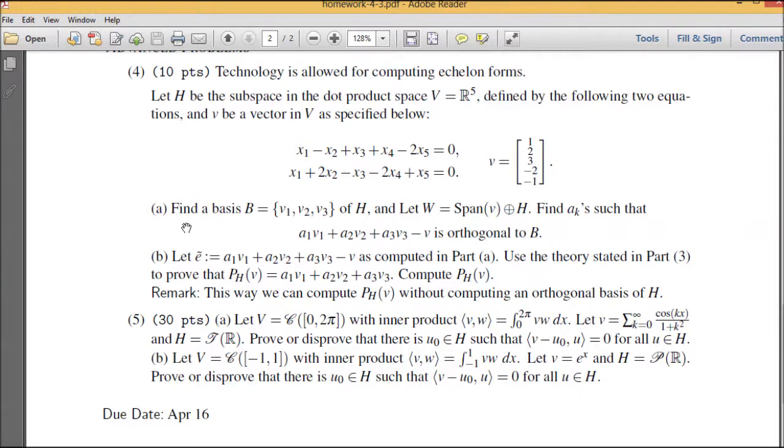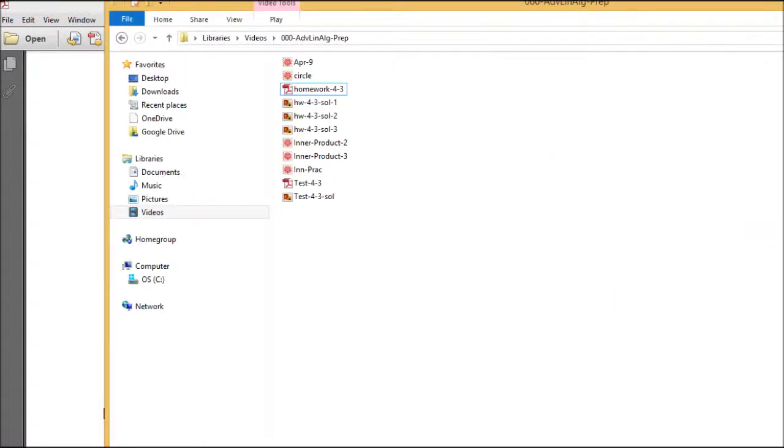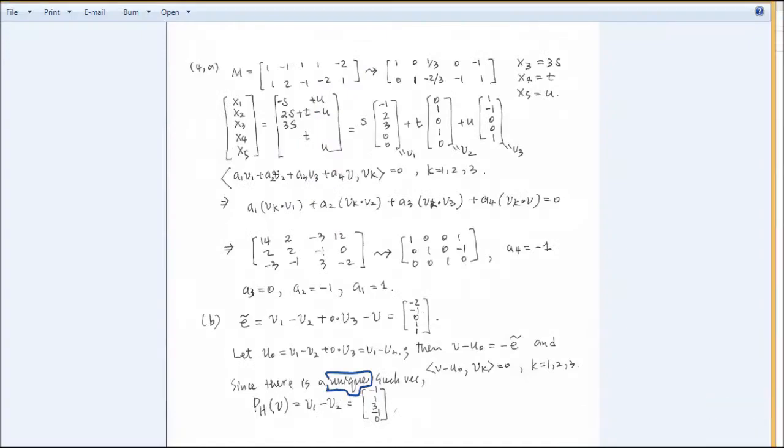Alright, so first let me explain how to find this combination A1, A2, A3 such that this is orthogonal to B. Well, you have this V1, V2, V3 calculated already in this stage. By putting this inner product in here, you have three conditions. This is orthogonal with V1, orthogonal with V2, orthogonal with V3. That's three linear equations on A1, A2, A3. So one way or another, it's not a big size, you probably could compute it. So here is the way I did it.